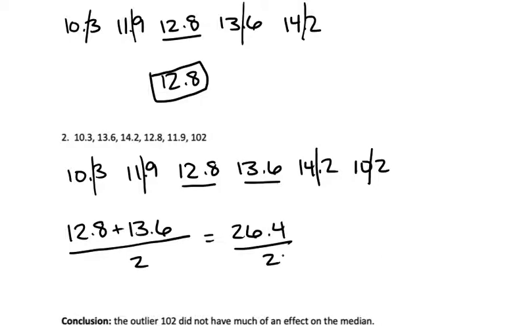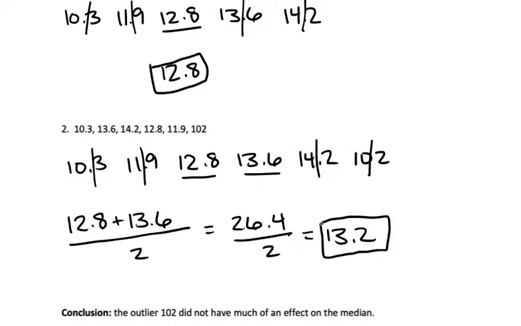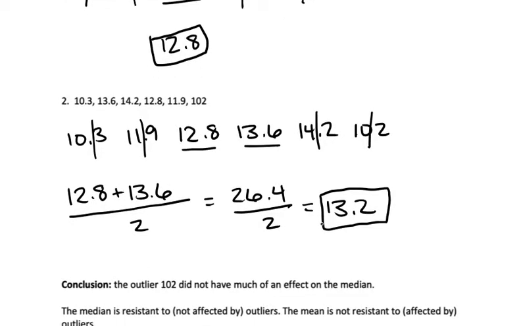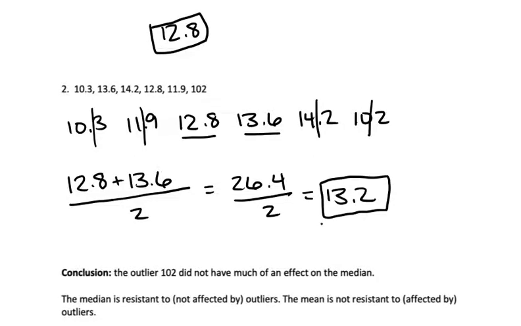And 26.4 divided by 2 is 13.2. So my median did change a little bit when I added the value of 102, but it did not change a whole lot. It only went up by 0.4. So the value of 102 did not have much of an effect on the median. And the reason is that if I look at where the 102 fell, it was on the end because it was much greater than the rest of the values.